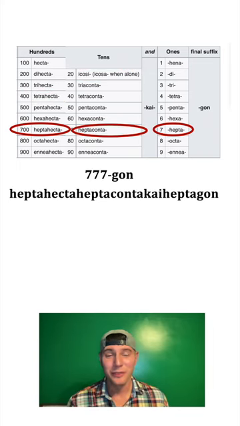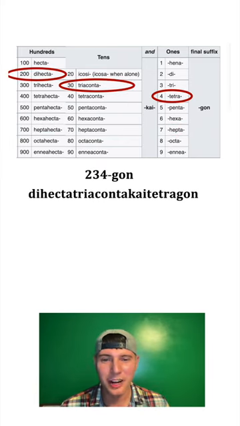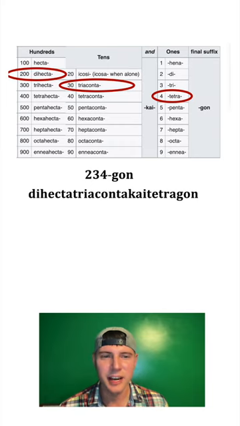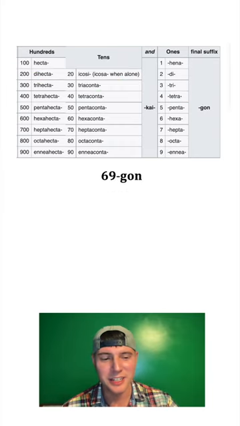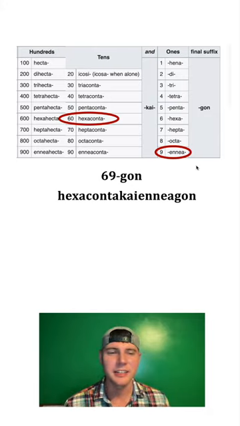So here's a fun one. The official name for a 777-gon is a heptahectaheptacontachiheptagon. How fun is that? And a 234-gon would be a dihectatriacontachitetragon. And then we got to finish with a 69-gon. And it would be a, I don't know how to say this right here. We'll try it. Hexacontachiheniagon. How exciting.